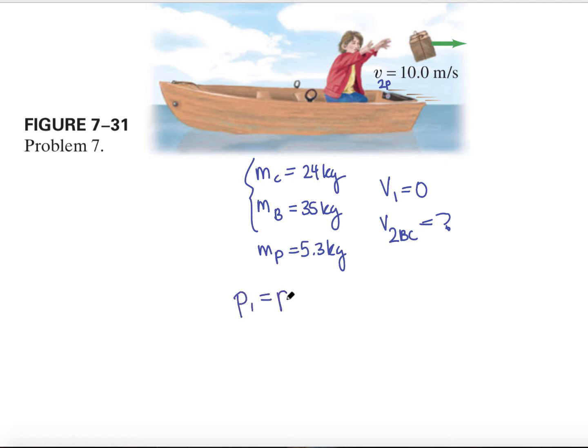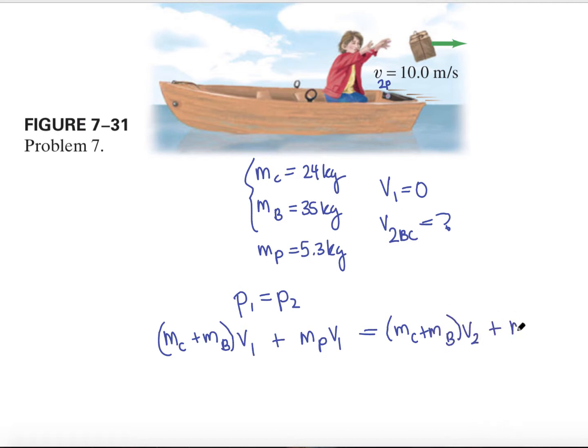So beginning with my easy statement of P1 is equal to P2. Mass of the child and mass of the boat, they're moving together. So they have initial velocity of V1. Mass of the package also has an initial velocity of V1. Then finally, we have the mass of the child and the boat that move together with a velocity V2, and the package that moves separately with a velocity of V2 for the package.